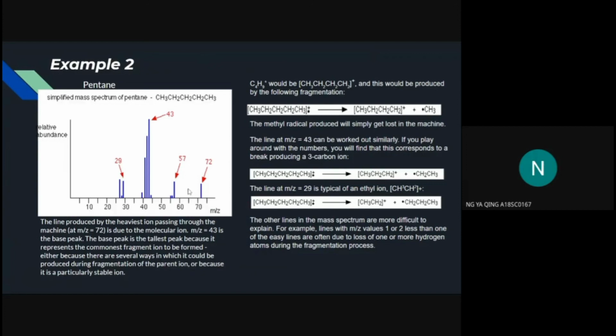For example, the lines with mass to charge values 1 or 2 less than the easiest line are often due to the loss of one or more hydrogen atoms during the fragmentation process.